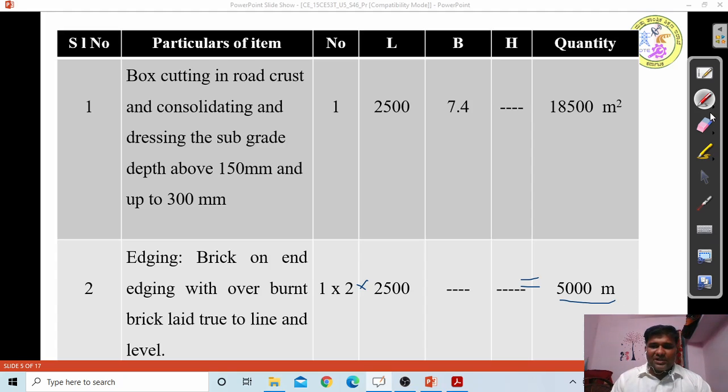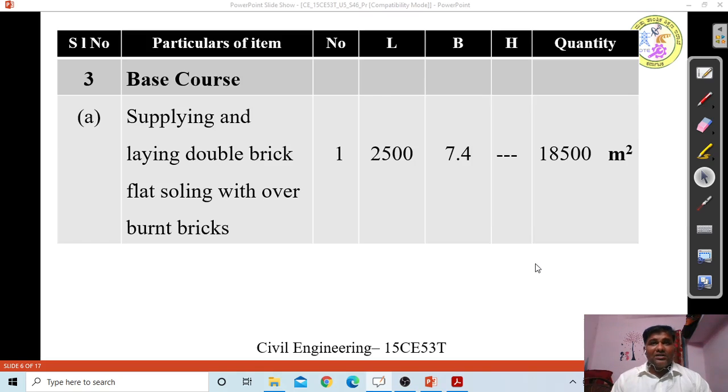Overburnt bricks will be used, which keeps the materials inside in a confined state. So the third item is the base course. Base course consists of 2 layers, bottom layer and the top layer.